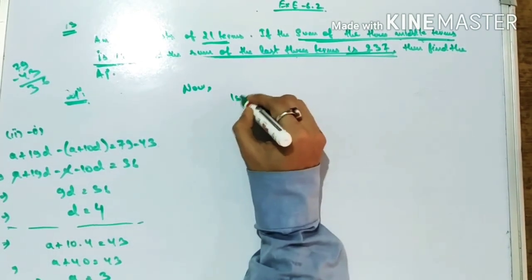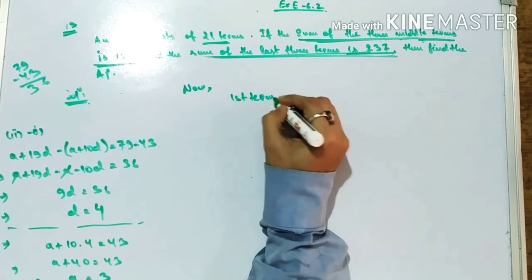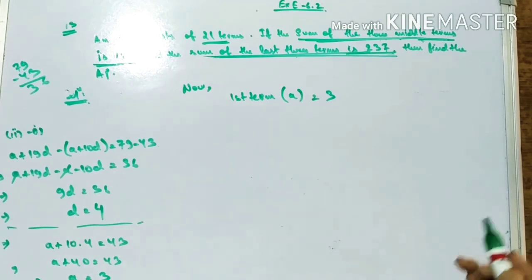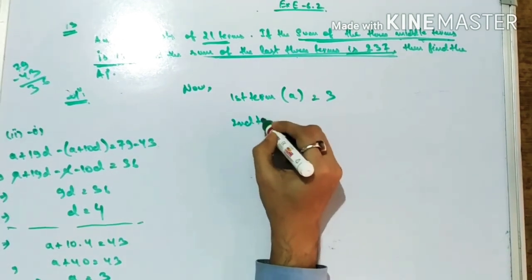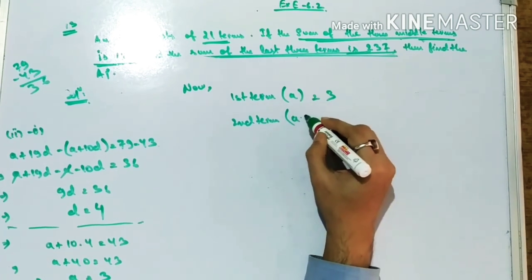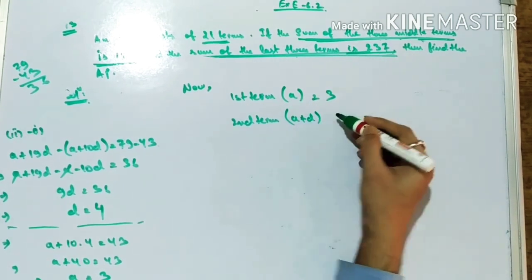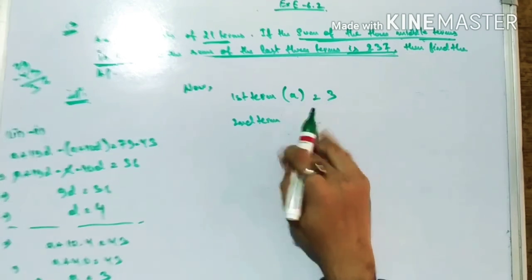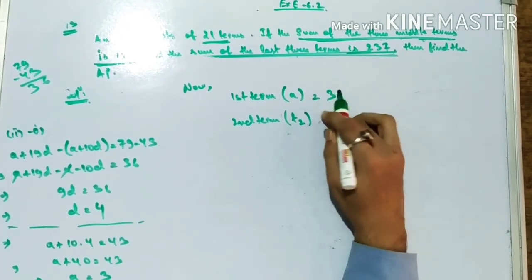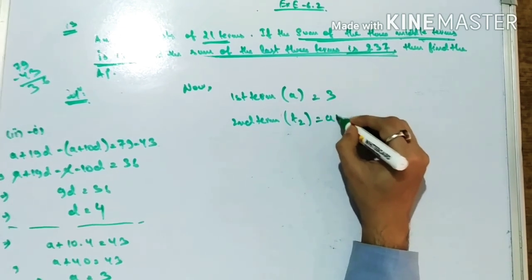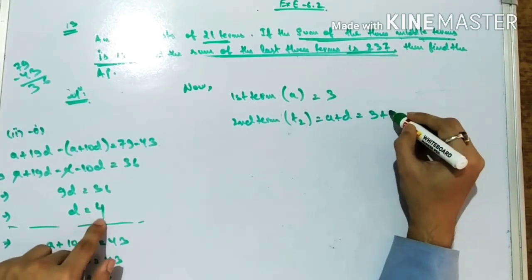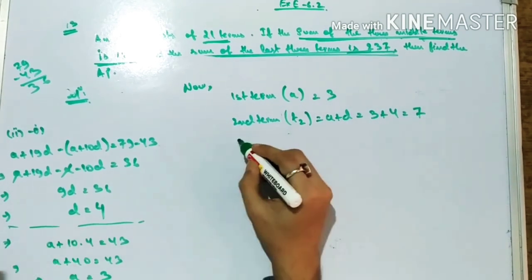Now, the first term is a, which has the value 3. So the first term will be 3. Next, the second term will be a plus d. Yes, you can write it in this way. How do we write the second term? T2. Yes, the second term T2 is equal to a plus d, which is 3 plus 4, equal to 7.